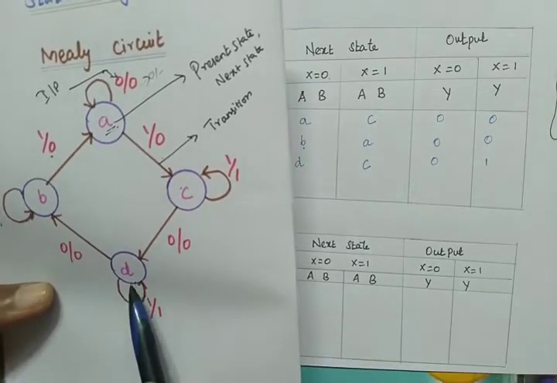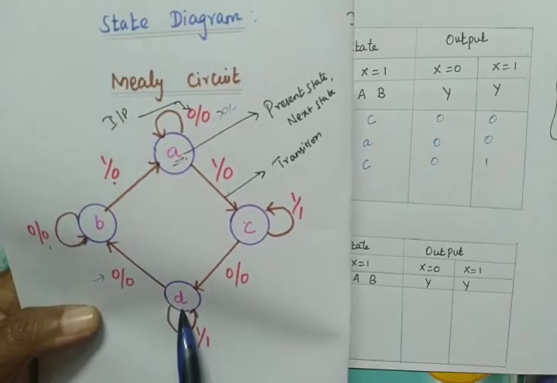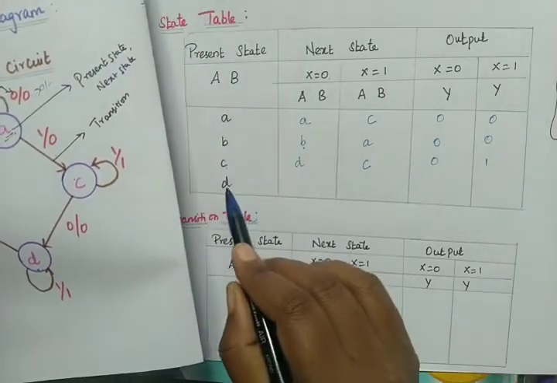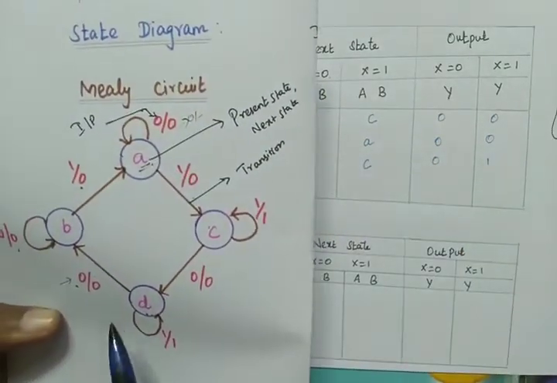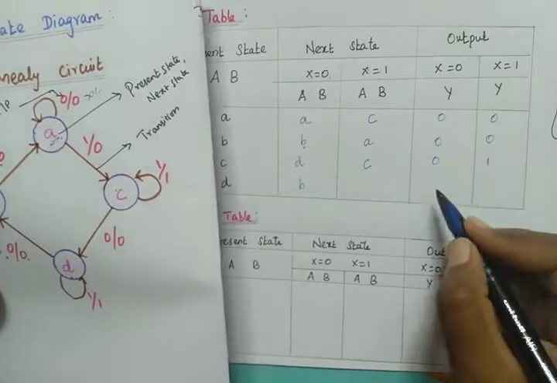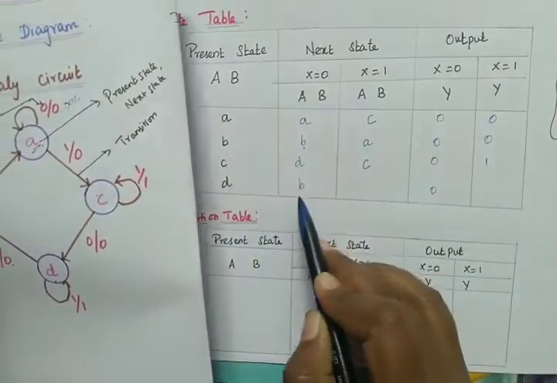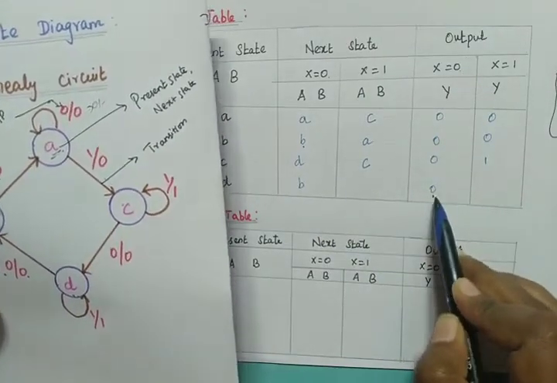Then D. For D, check this arrow mark, check the input. For D, when input is 0, it goes to B, and when input is 0, the output is 0.